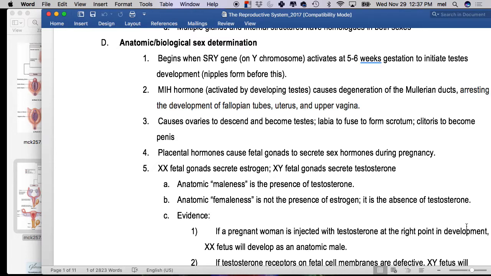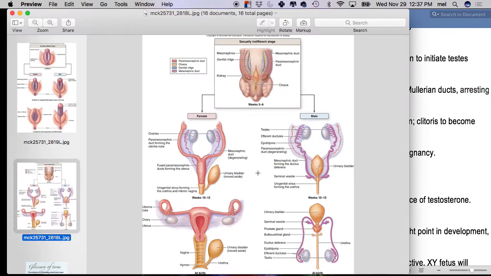The next thing that happens is those maturing testes, as they just start to mature, are going to activate another gene, and that gene is called MIH, for Mullerian inhibiting hormone. Now, which ducts were female? Mullerian. So what is going to happen in a male is when the MIH gene turns on, you will start to degenerate the Mullerian ducts, right? Does that make sense? Okay, so now we're trying to develop a little boy. That's what we're trying to do, to develop an anatomically typical little boy.